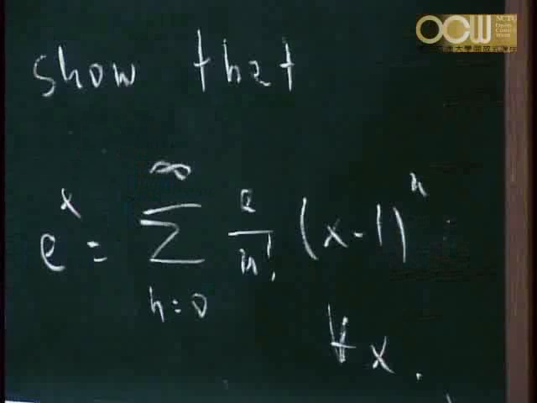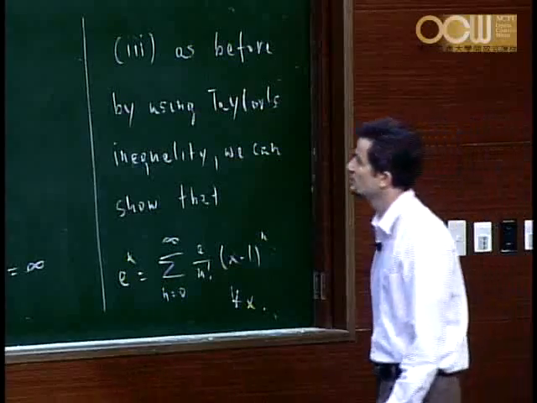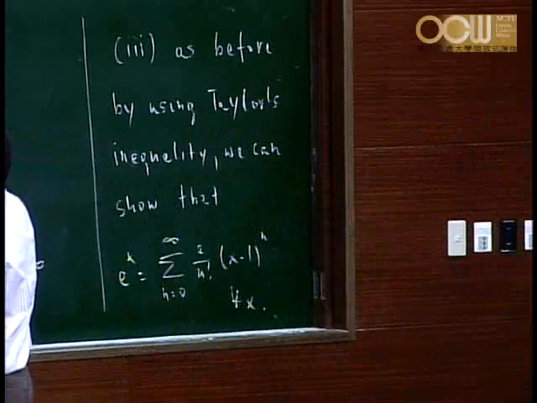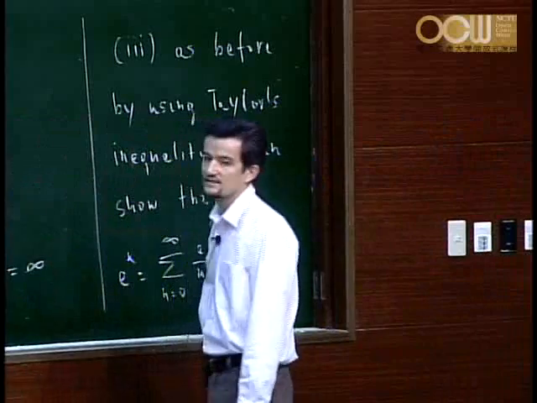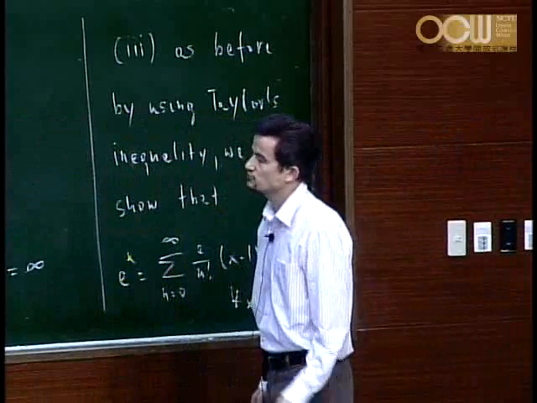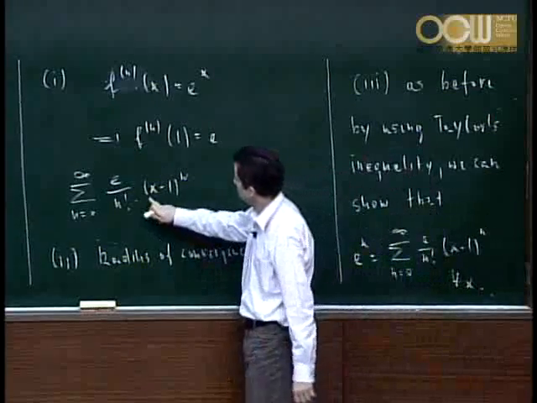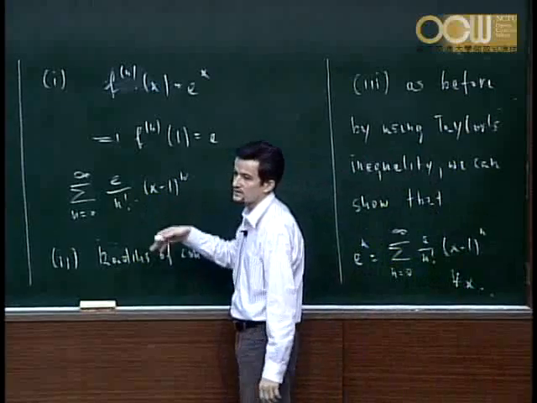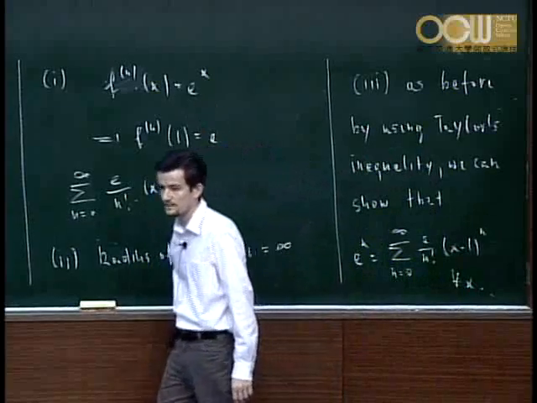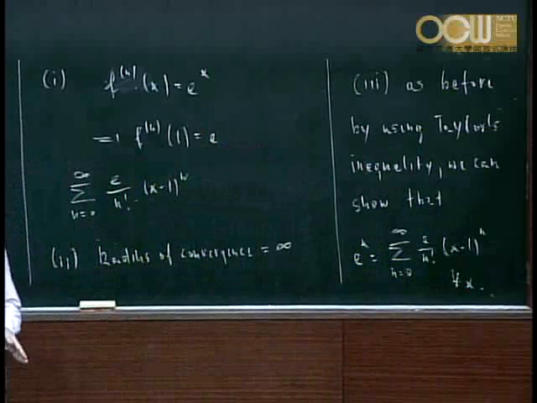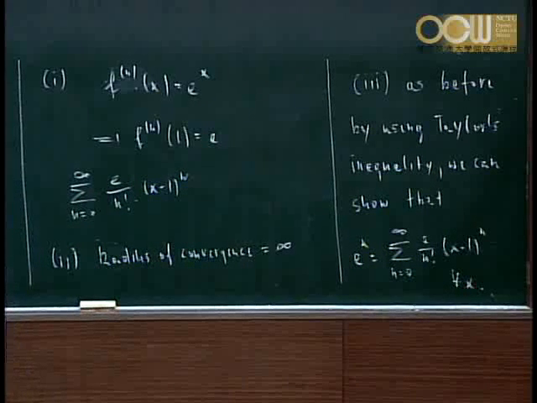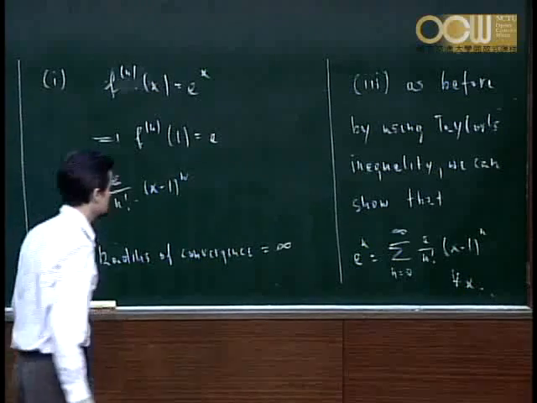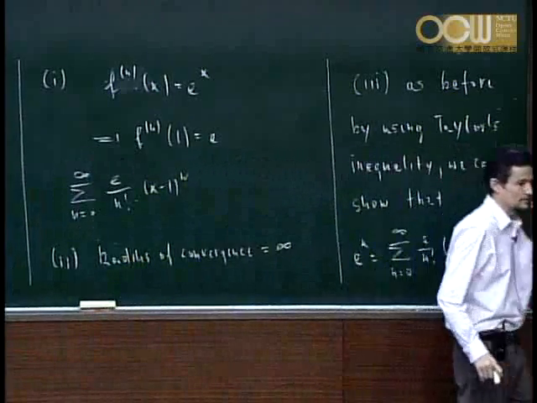Okay, so for the third step, you just use the same method of proof. You have to bound the derivative of e to the x. For this, you first choose an interval, the absolute value of x minus 1 smaller or equal than d. Then you can bound the nth derivative of e to the x by e to the d plus 1 in this case. But the rest of the argument is just the same as you have seen before. And you can prove that this equality holds for all x.